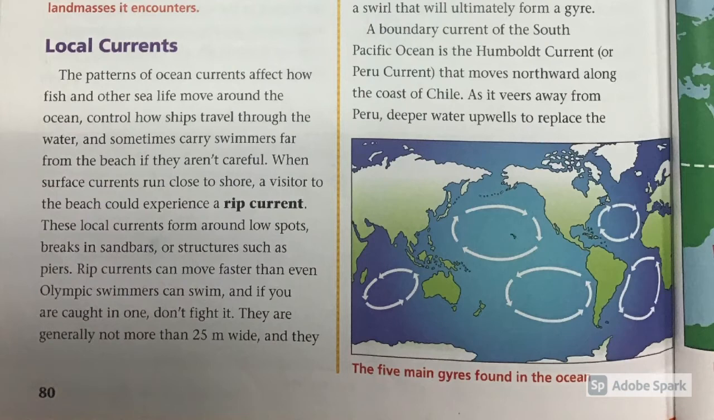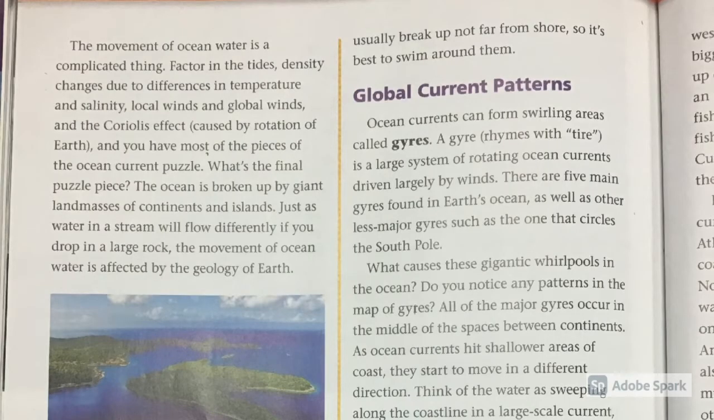Those local currents form around low spots, breaks in sandbars, or structures such as piers. Rip currents can move faster than even Olympic swimmers can swim, and if you are caught in one, don't fight it. They are generally not more than 25 meters wide, and they usually break up not far from shore, so it's best to swim around them.